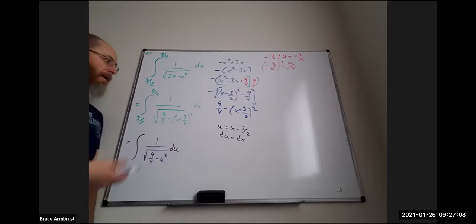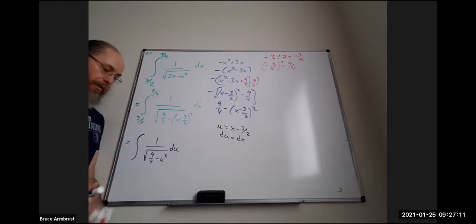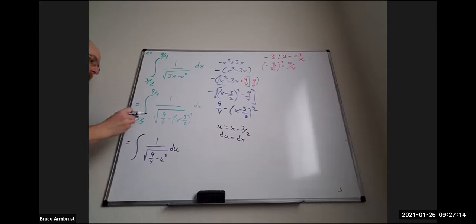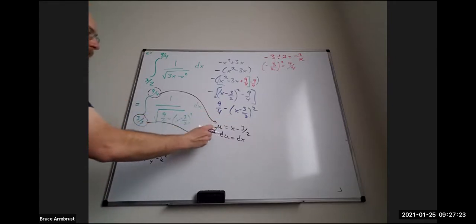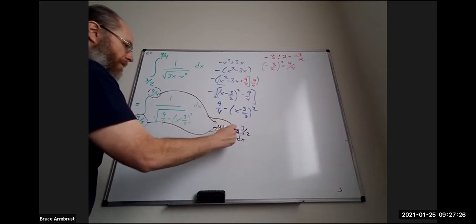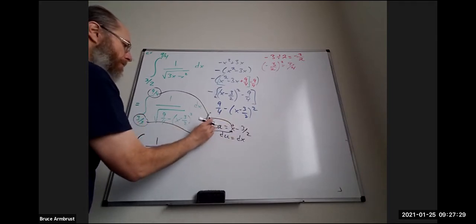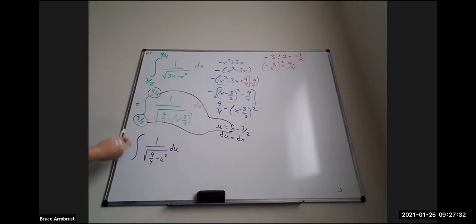And while I'm here, I'm going to change my bounds. Okay, I'm going to take those 3/2 and 9/4, and I'm going to plug those into my u, right? And as my x, actually, let me plug in as the x. We got our new u values. So when x is 3/2, u is 0. And when x is 9/4, 9/4 minus 3/2, that ends up giving us 3/4. Because 3/2 is 6/4. You take it away.